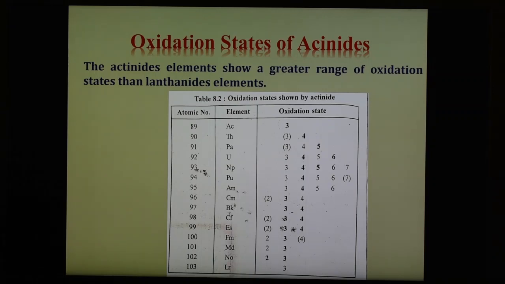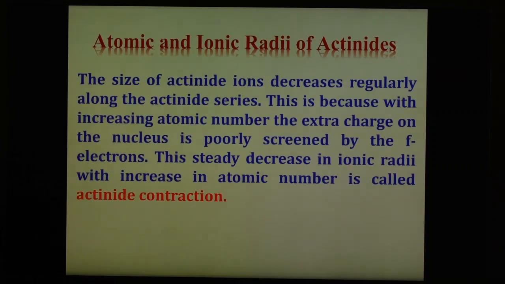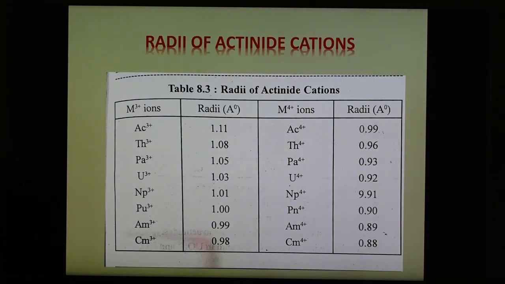So these are the different variable oxidation states. So minimum is +2, maximum is +7, and the common oxidation state shown is +3. And in this table, those oxidation states shown in bold are stable. The next property that we are going to see is the atomic and ionic radii of the elements.